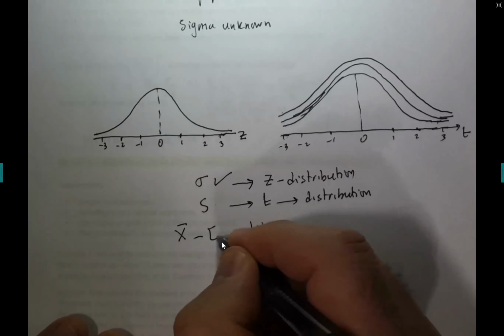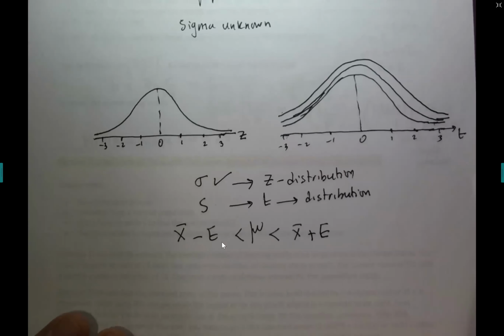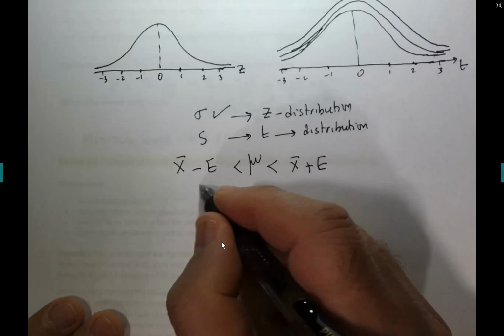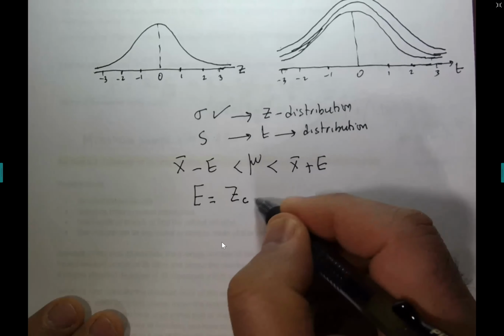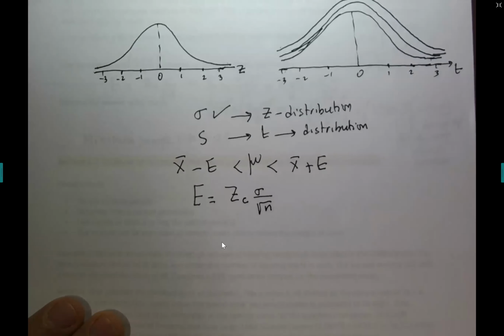Here's what we learned in section 6.1. I'm going to build on that. Mu is between x bar minus E and x bar plus E. And the E, what was E in the previous section? We're going to make some changes to this formula and we'll make it work in this section.